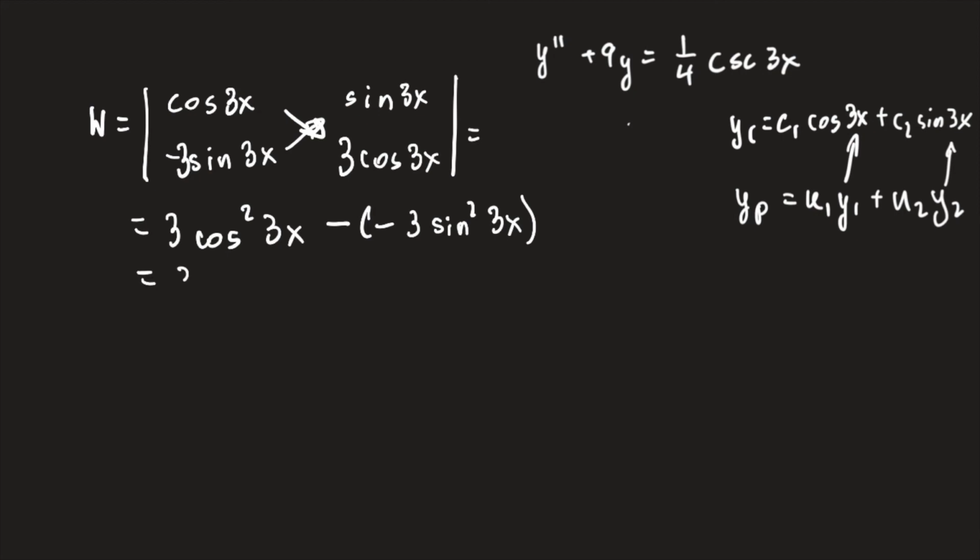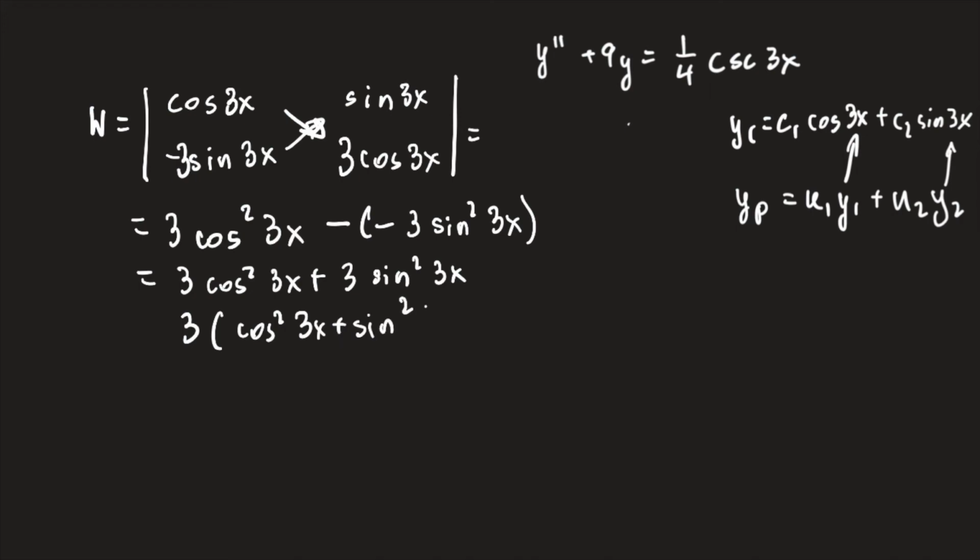So notice what happens here. We have 3 cosine squared of 3x plus 3 sine squared of 3x. We're going to take the 3 out, leaving me with cosine squared plus sine squared, which is one of the Pythagorean identities. Cosine squared plus sine squared is equal to 1, which means this whole entire thing is equal to 1. So 3 times 1 is 3. So W is equal to 3.